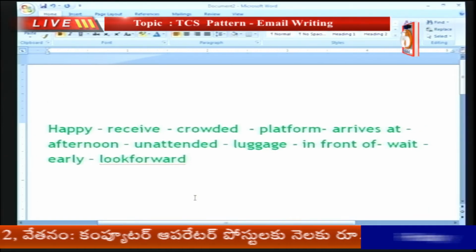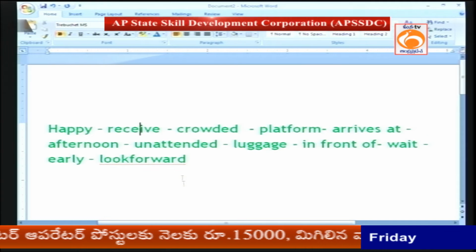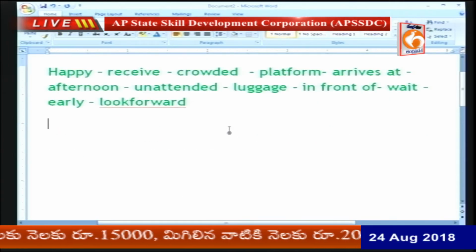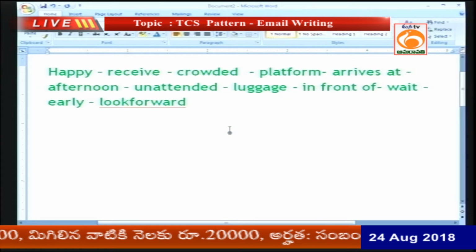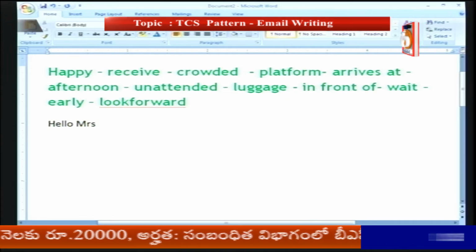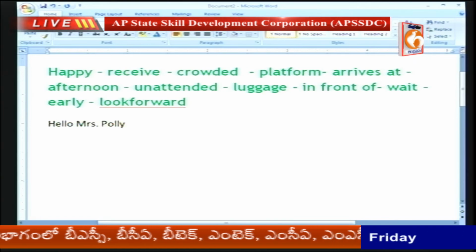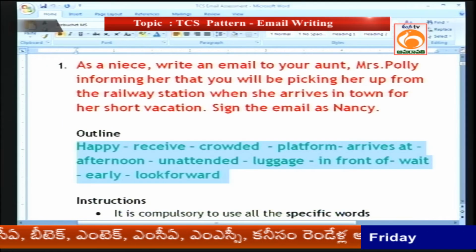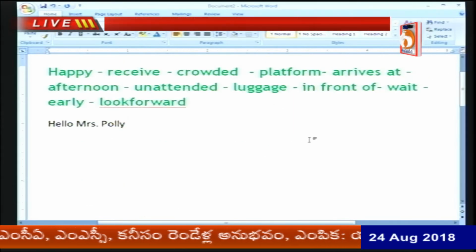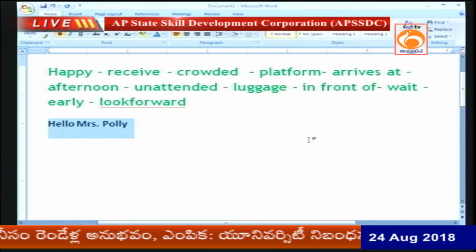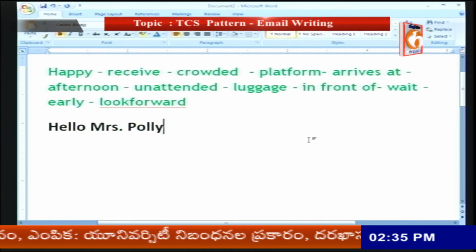Okay, here we go. These are the keywords that we are supposed to use in this email. So let's start. Hello, Mrs. Polly. Now that is what the receiver's name is, right? Now let me zoom this a little bit.